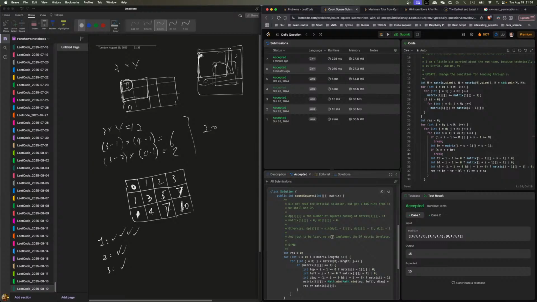dp[i][j] is the number of squares ending at here. If matrix is equal to 0, yes, otherwise, dp[i][j] shall be the minimum of dp[i-1][j], this one, and diagonal, plus 1. Huh.